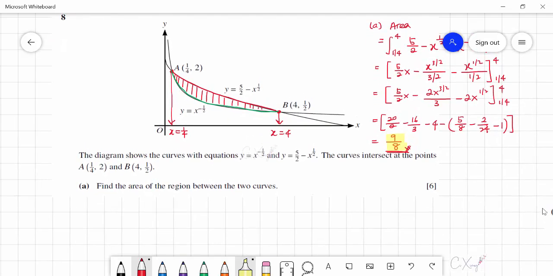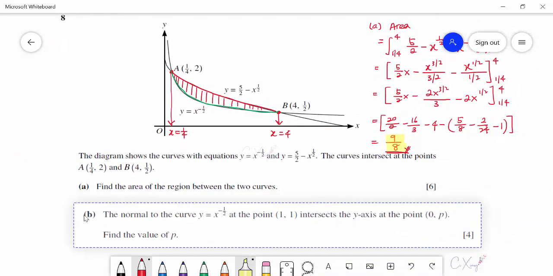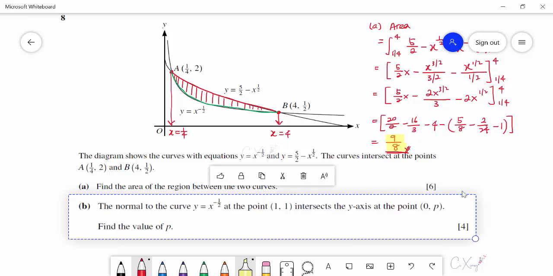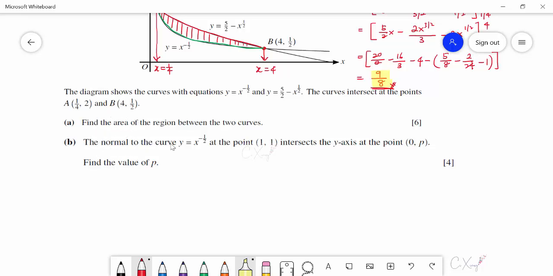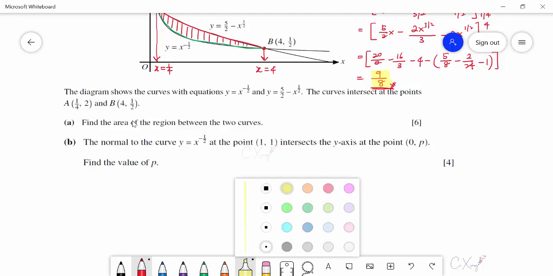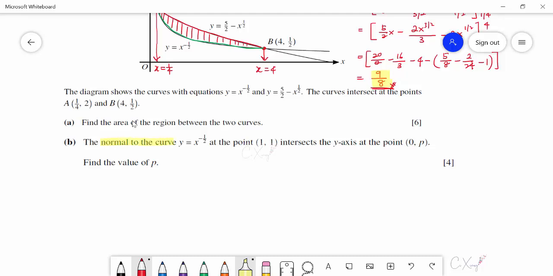Okay, now we continue to part number B. What do they want us to calculate for part number B? They are saying that the normal to the curve at point (1, 1) intersects the y-axis at this point. So find the value of p. First we will focus on the normal to the curve, and this line intersects the y-axis. To find p, generally, we have to form the equation of the normal to the curve.